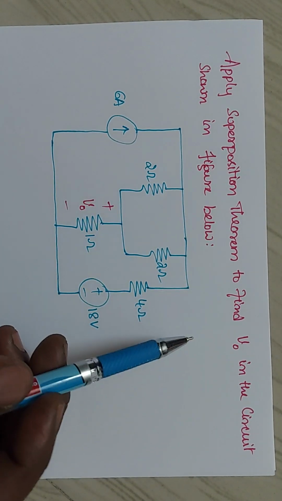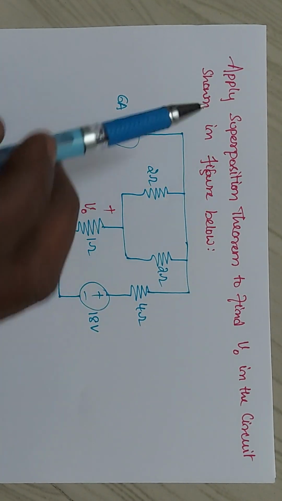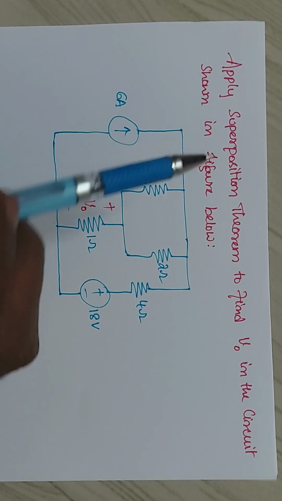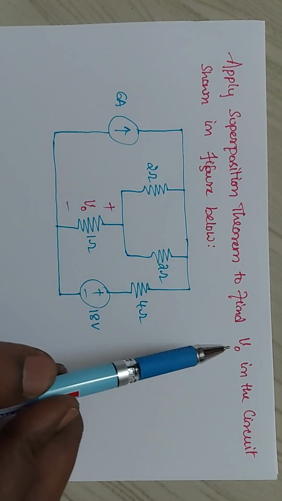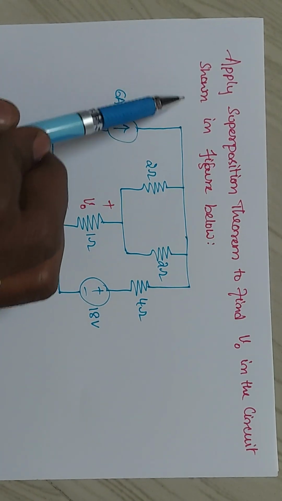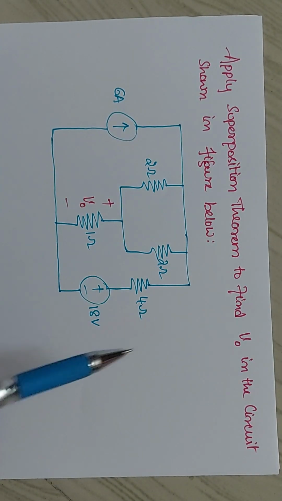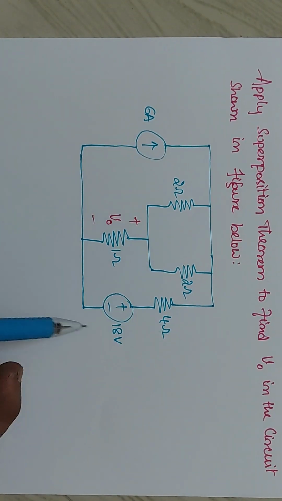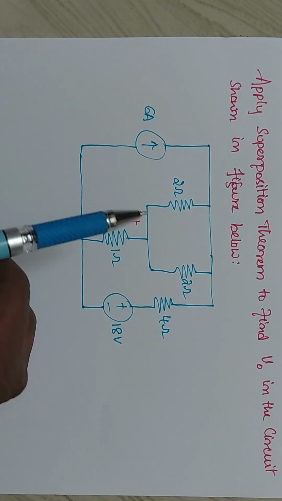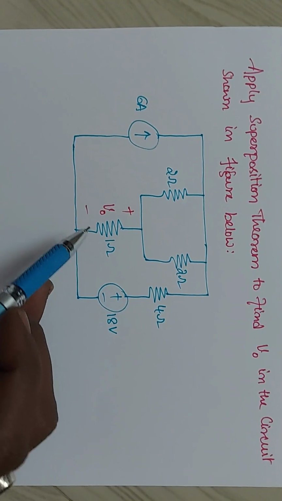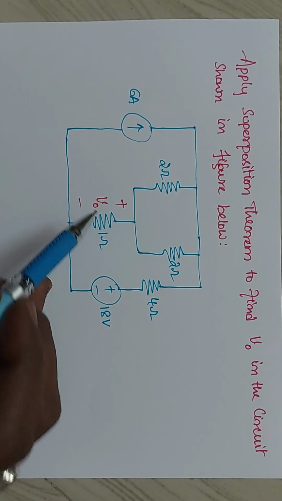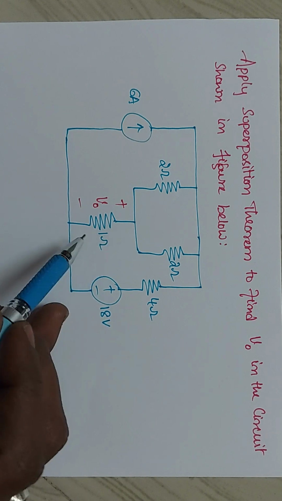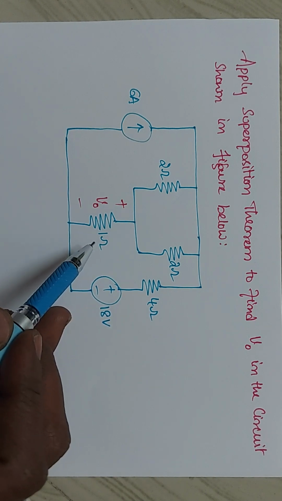Now here this is a problem on superposition theorem. Here what is the problem? Apply superposition theorem to find V0 in the circuit shown in the figure below. So this is the circuit they have given, and they are asking for V0. The response they are asking for, V0, means the voltage drop across the 1 ohm resistance.